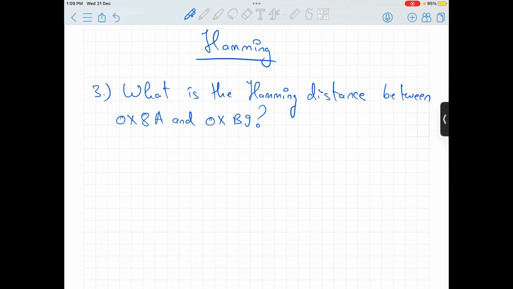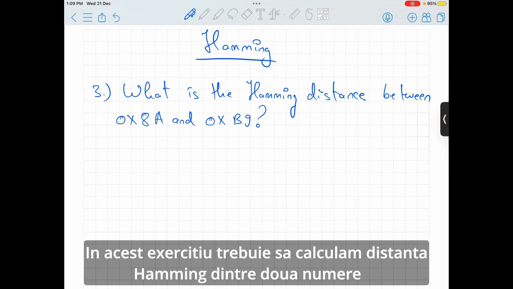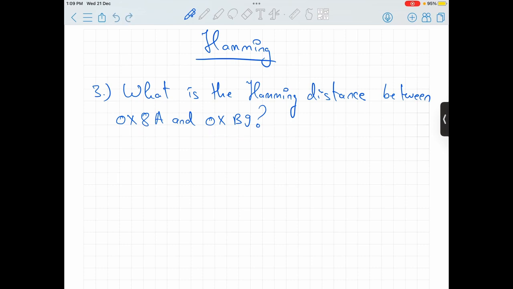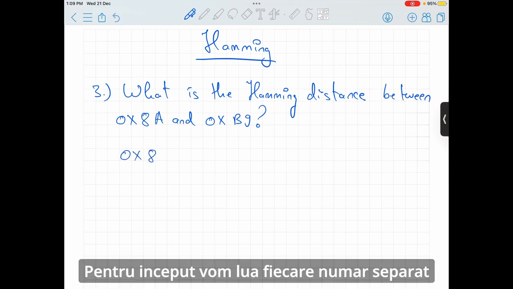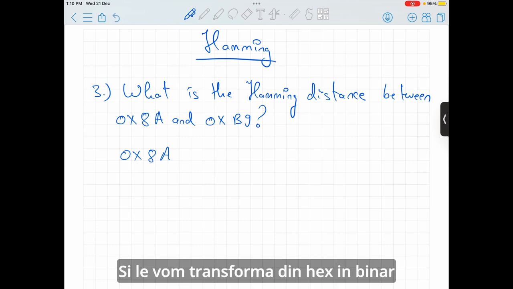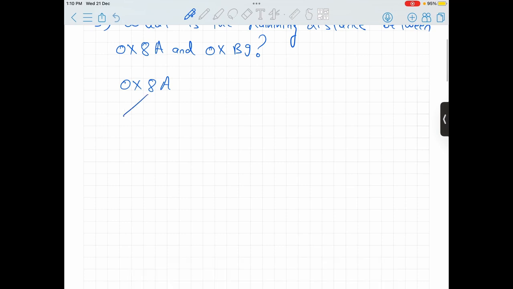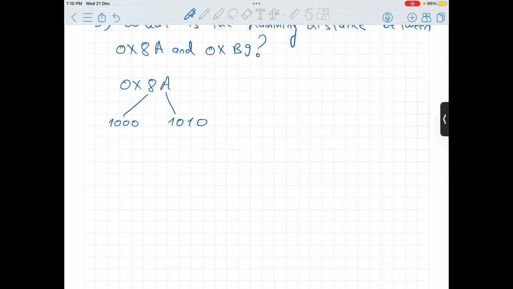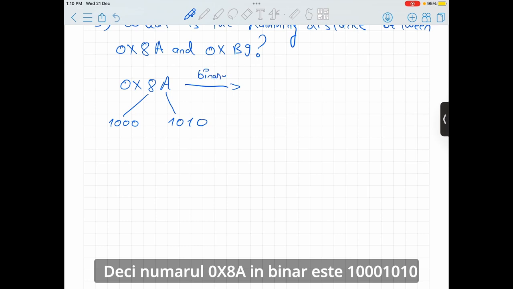Okay, our next exercise is related to Hamming. In this exercise, we need to compute the Hamming distance between this number in hex and this number in hex. First, we will take each number separately and convert it from hex to binary. The value of 8 in binary is 1000, and the value of A in binary is 1010. So this number in binary will result in 1000 1010.